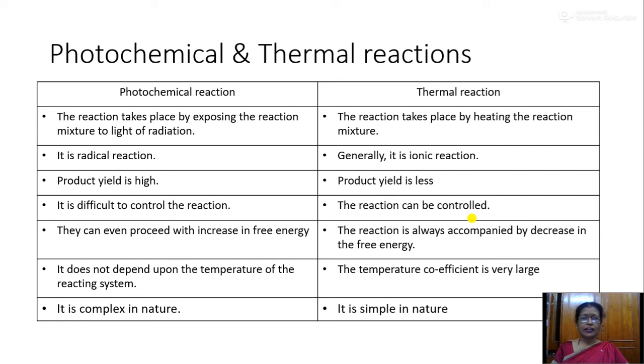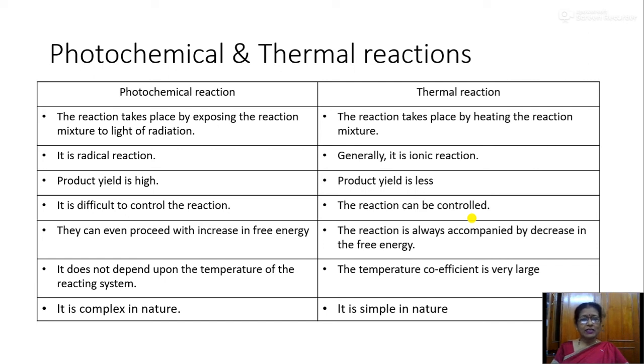And here, in the photochemical reaction, they can even proceed with an increase in the free energy. Usually in the case of the thermal reaction, it is always accompanied by a decrease in the free energy. When the free energy decreases, the spontaneous reaction takes place in thermal reaction. When the free energy increases, the spontaneous reaction can take place in the case of the photochemical reaction.